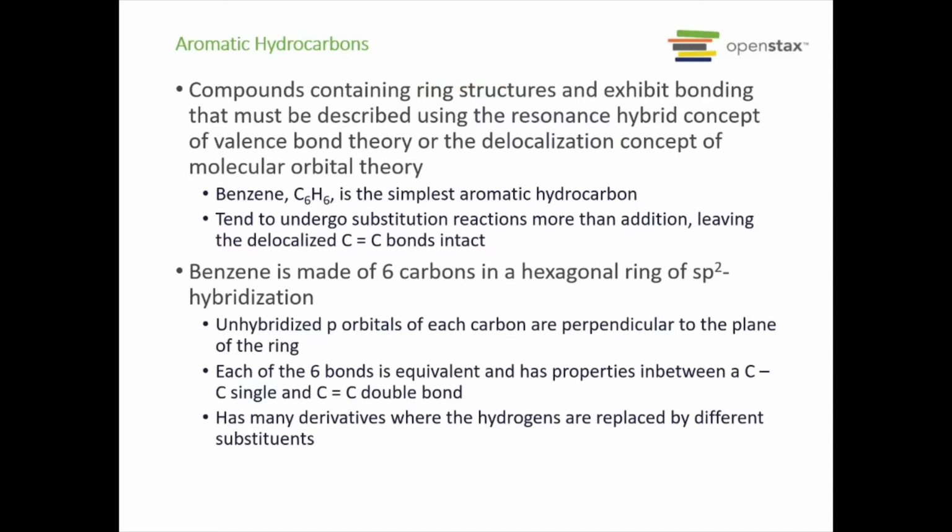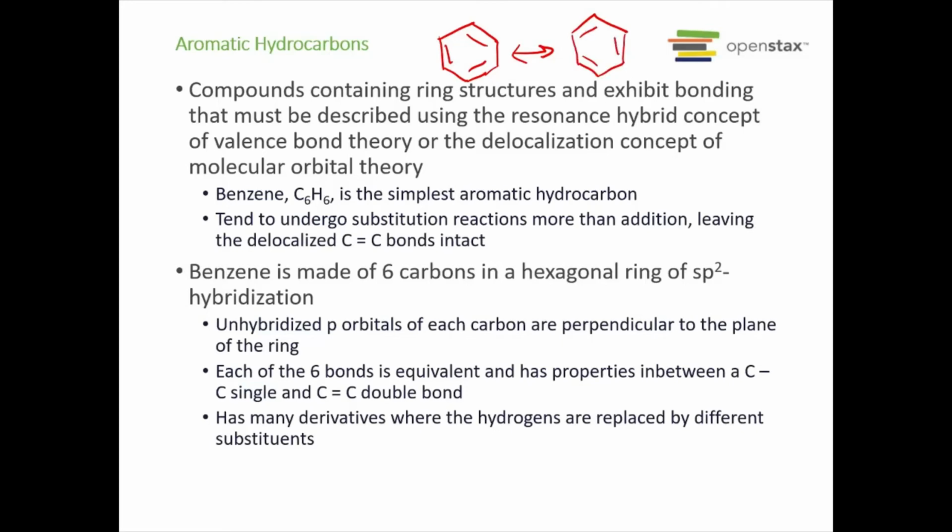So benzene, which has the formula C6H6, is the simplest aromatic hydrocarbon. And these more so undergo substitution reactions, where you change out a hydrogen on the ring, more so than addition, because in the aromatic hydrocarbon, so benzene looks like this, you have alternating double bonds. It does have a resonance structure, so it also might be drawn like that.